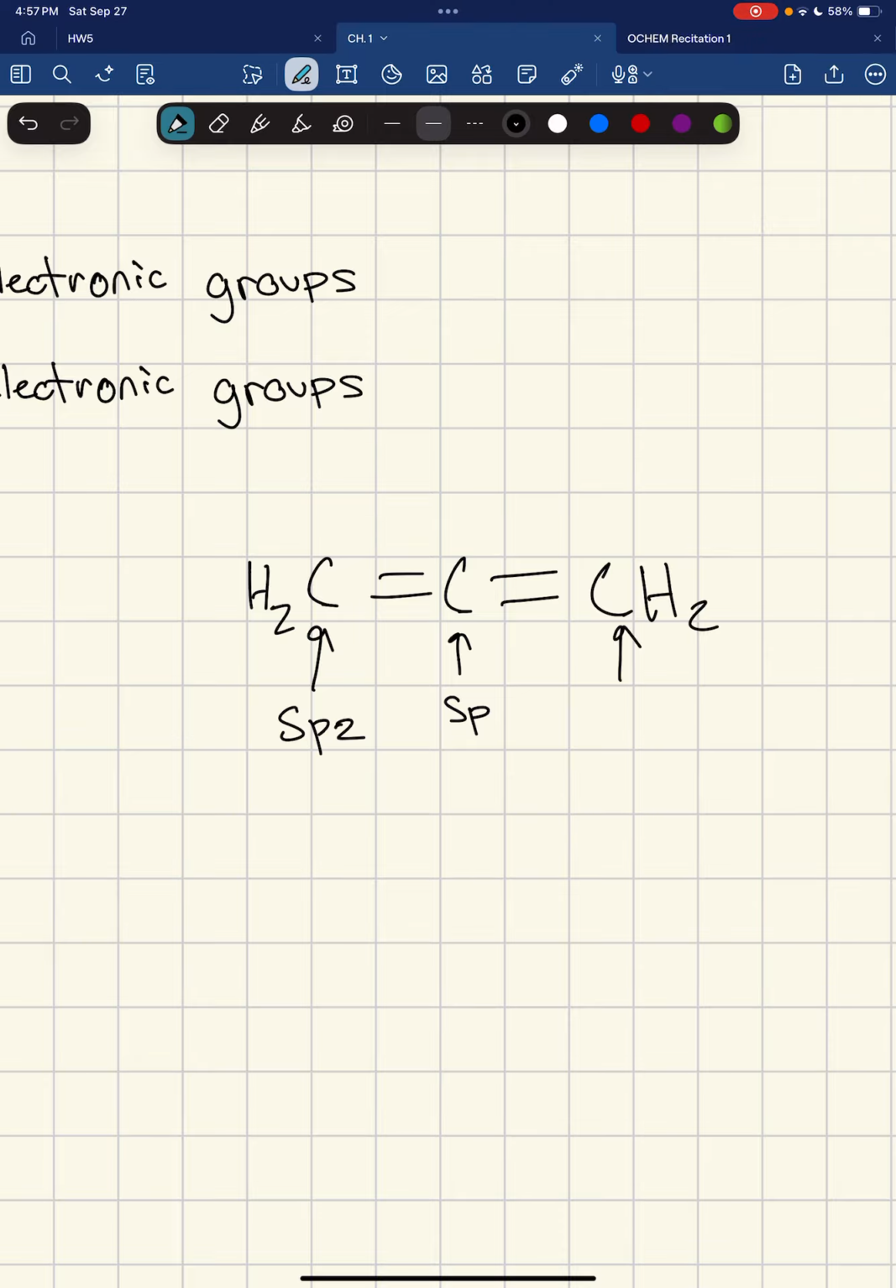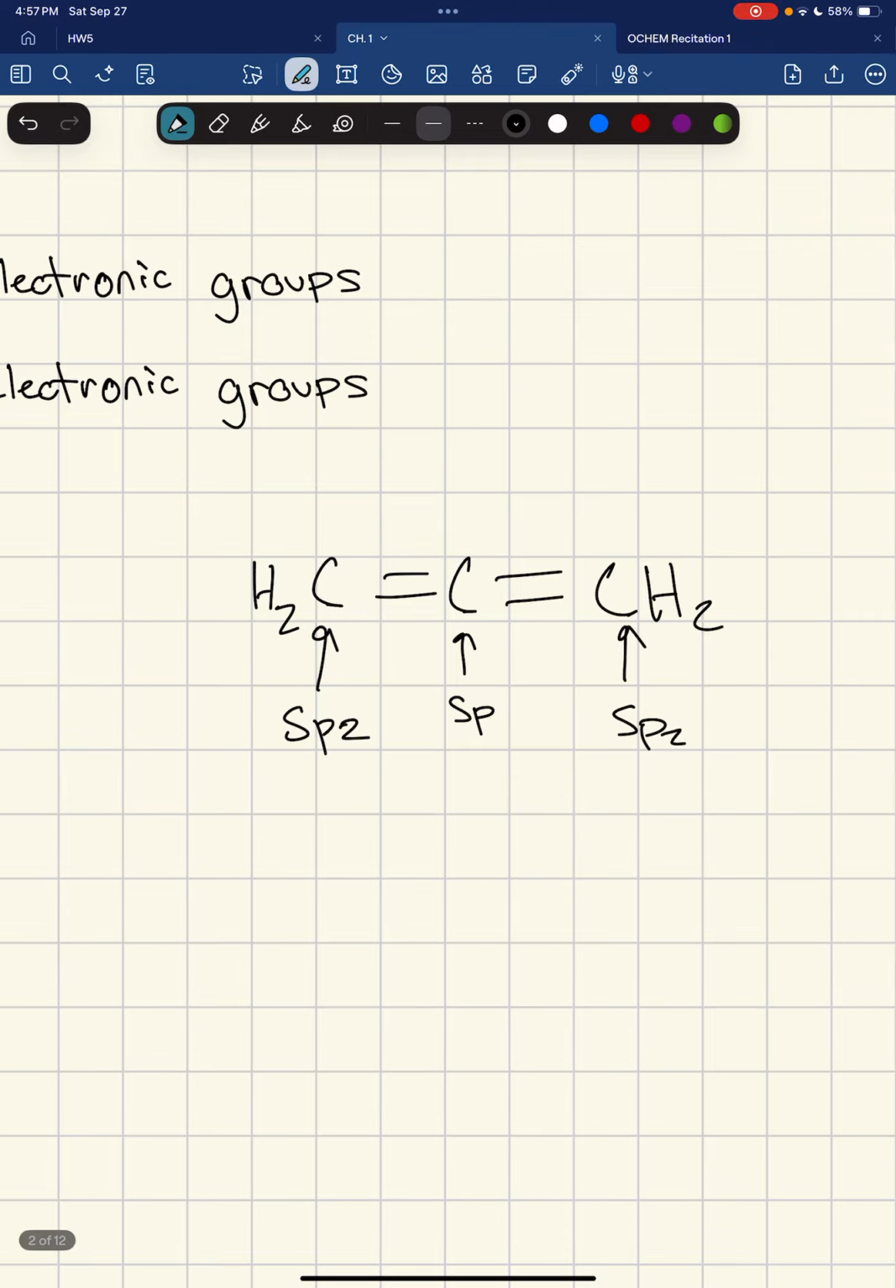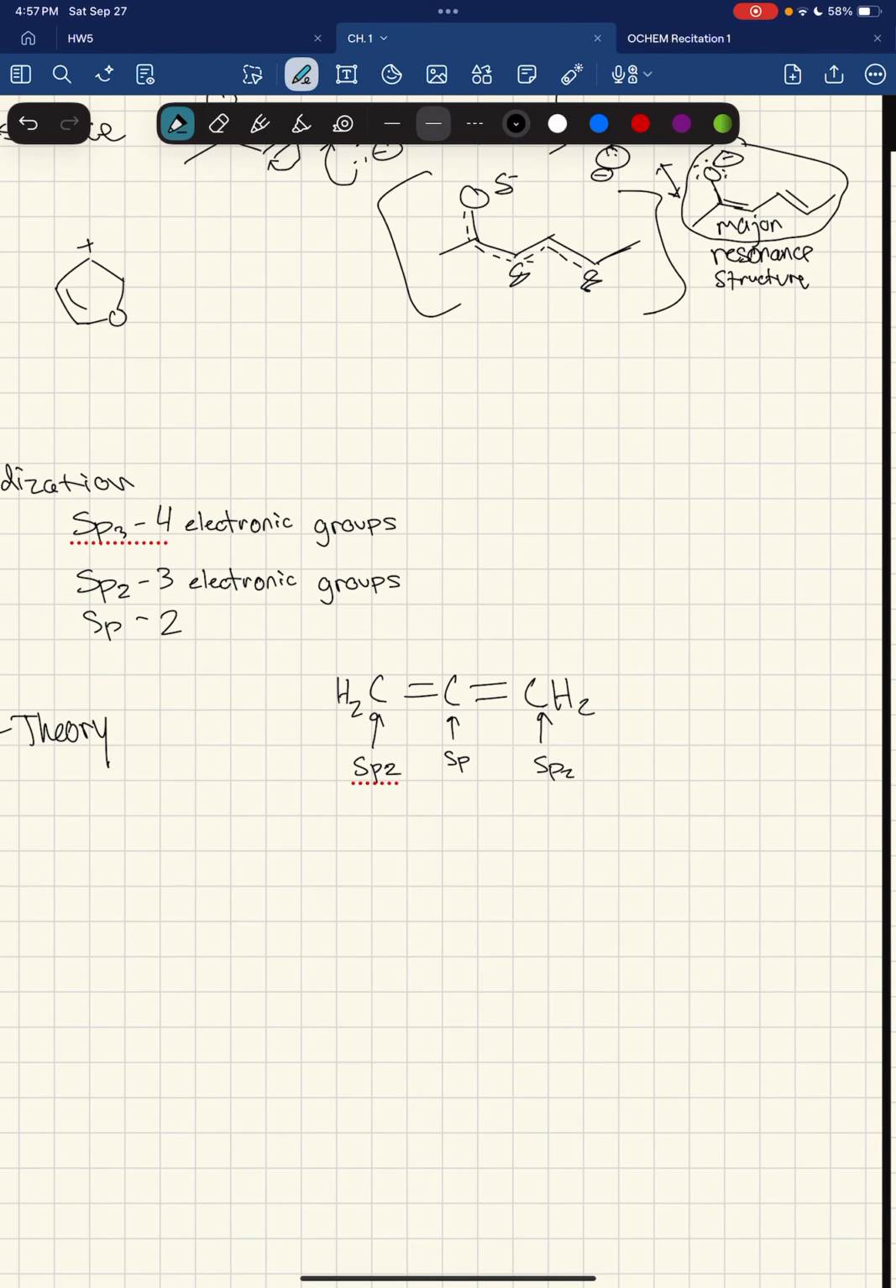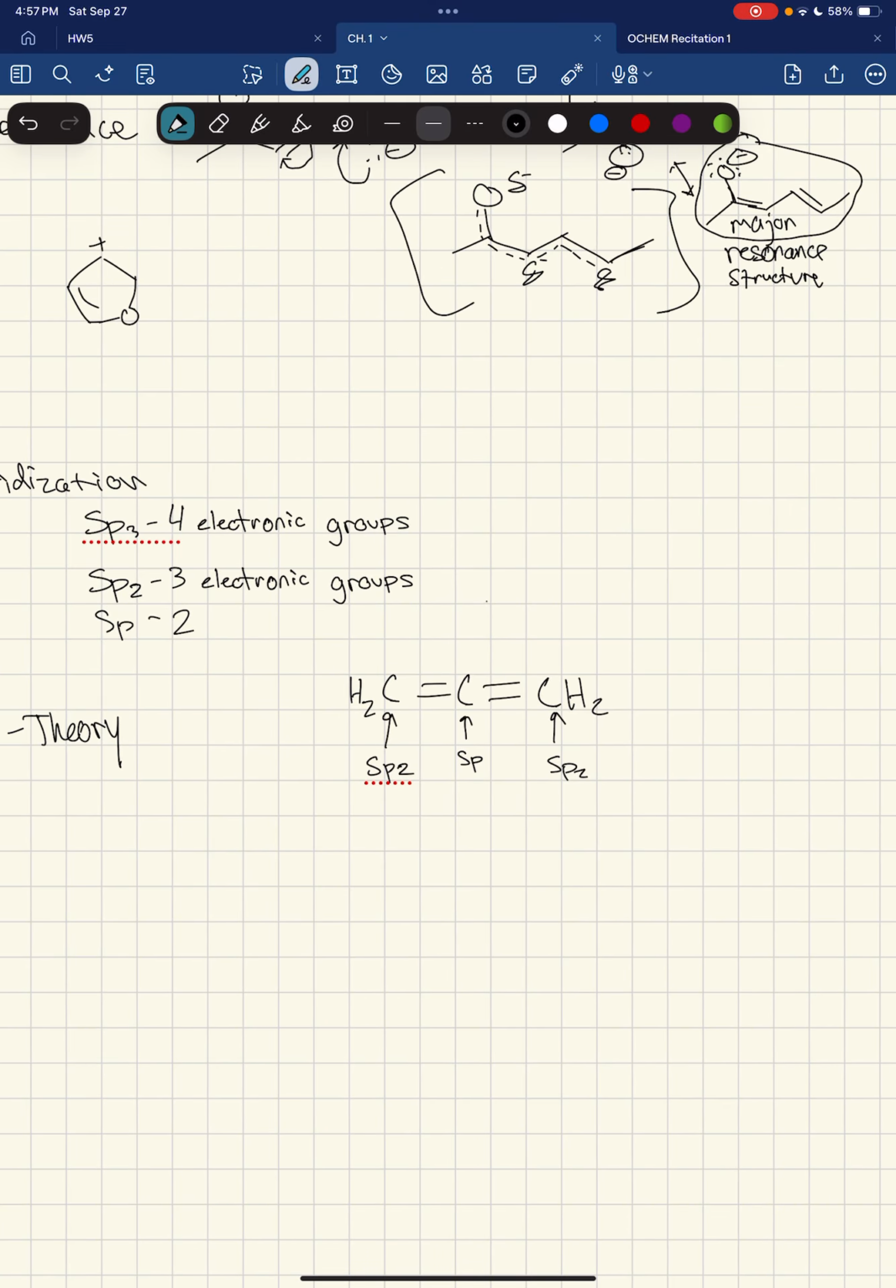This one is the same, sp2. So that's the hybridization. And what that means, in every molecule, every orbital, so with this one, you need to make 4 bonds. A carbon needs 4 bonds.